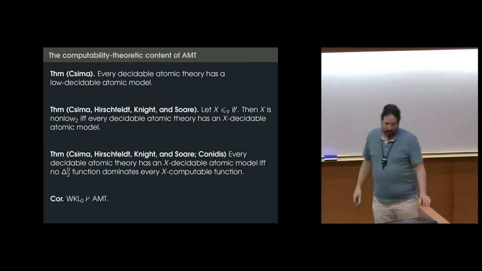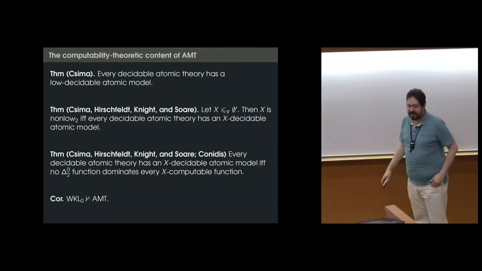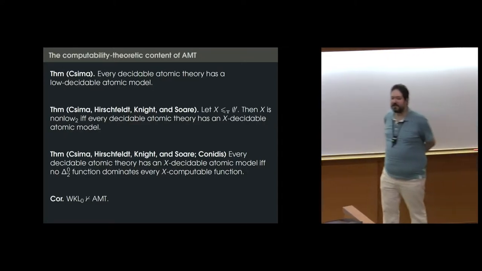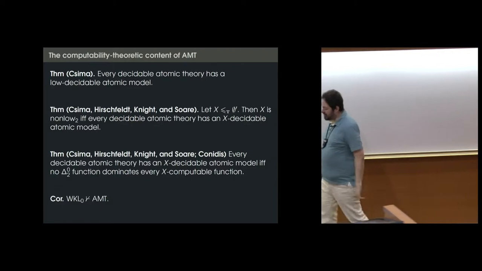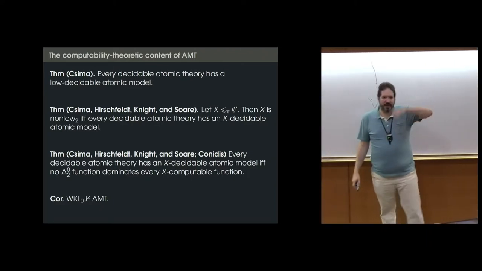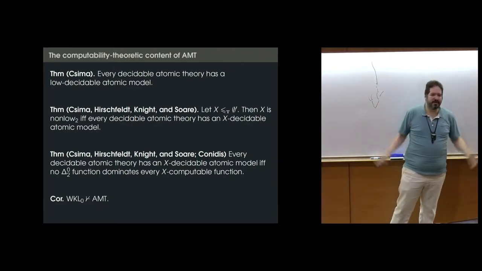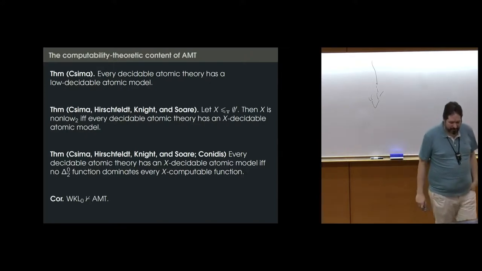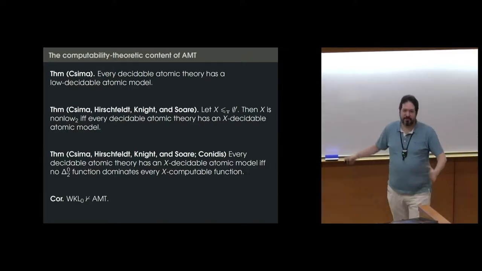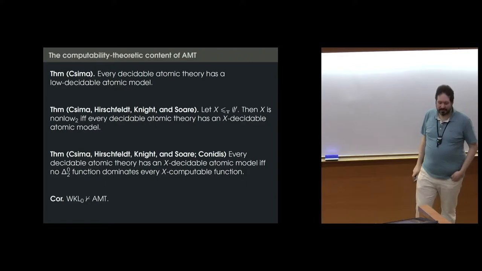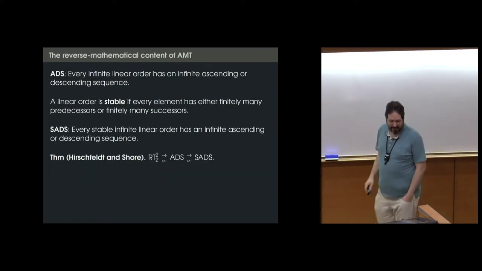Anyway, one corollary of all of this is that WKL 0 does not imply AMT, because you can take a low PA degree and have an entire model of WKL 0 below it. And of course, the theorem here is saying that it's not going to be a model of the atomic model theorem. So the atomic model theorem is not computably true. In fact, it's not even provable in WKL 0. So what else can we say about the reverse mathematical content of AMT?